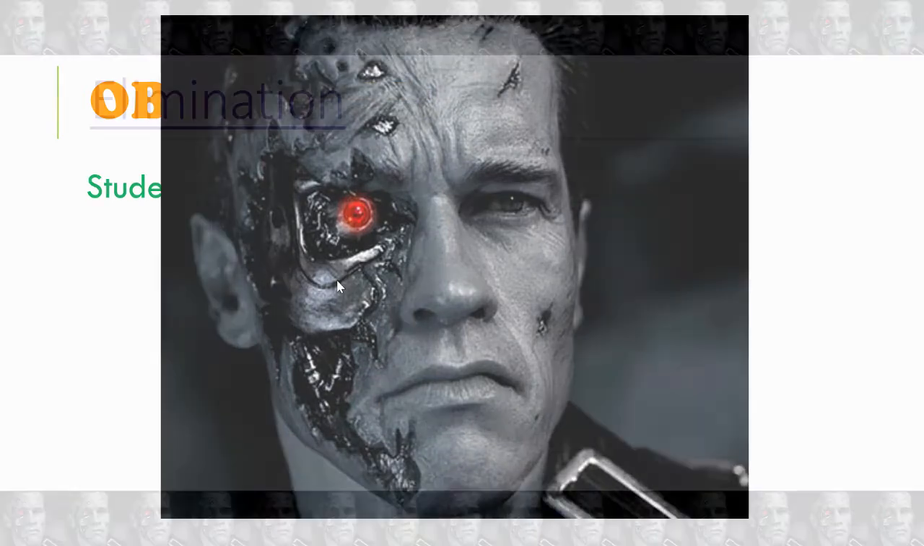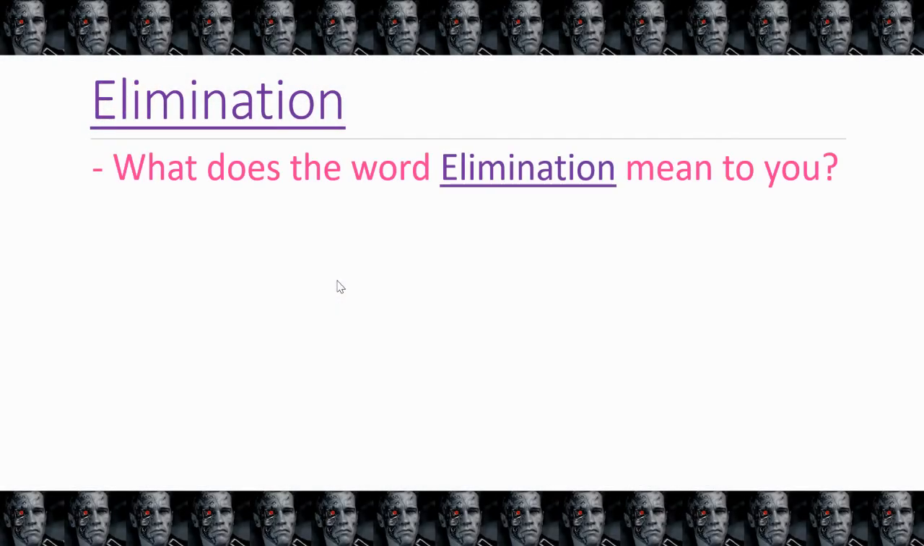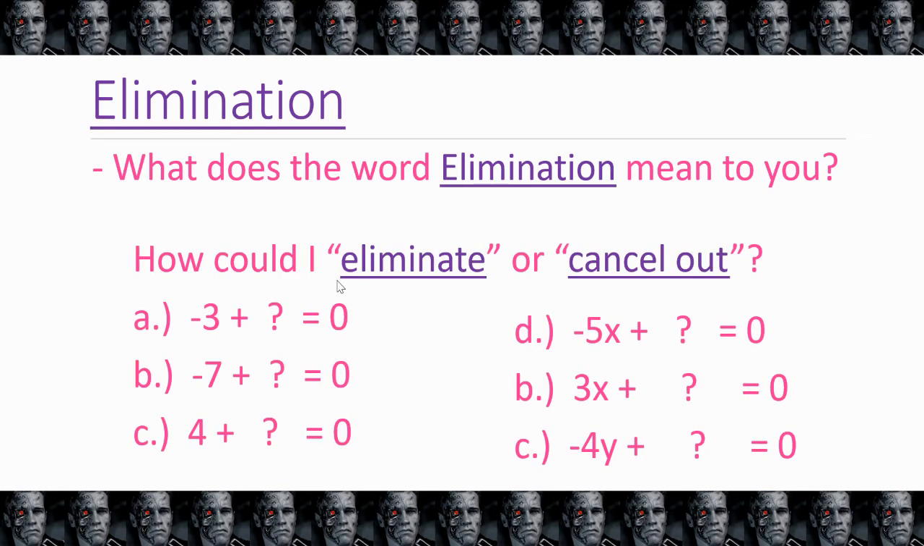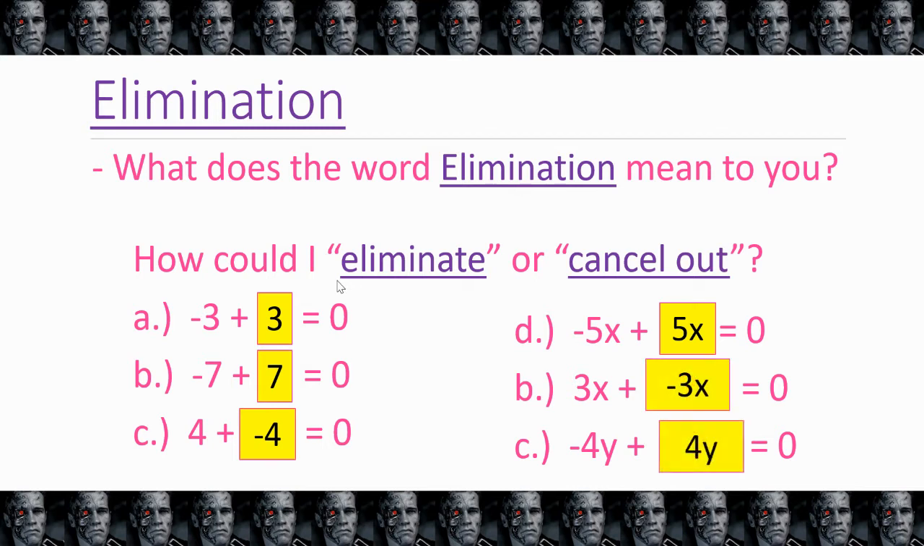So elimination, what does that mean to you? Eliminate means remove. And so what you want to do is think about what would get rid of something if you added them together. So -3 plus 3, -7 plus 7, etc. Same is true for x's. So you want the numbers to be the same coefficient, opposite sign. That's our goal.